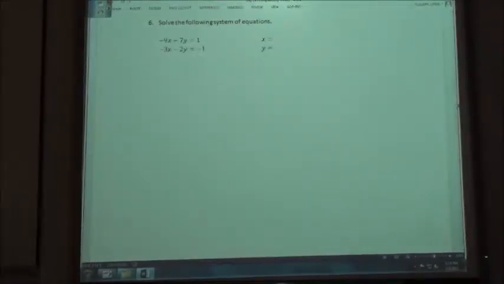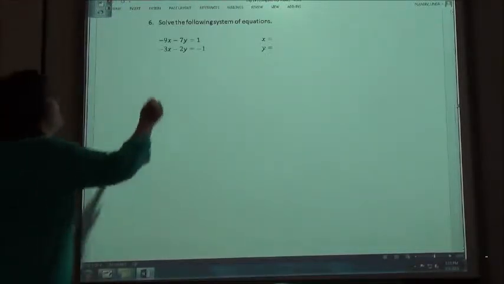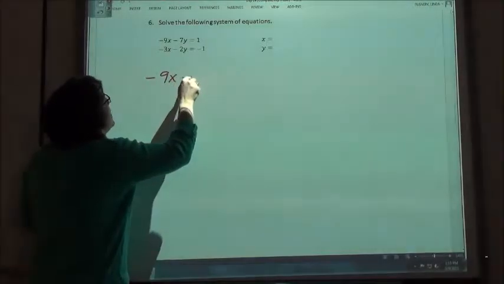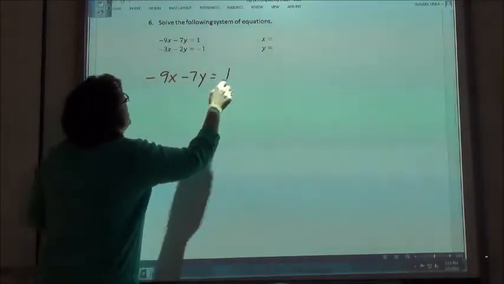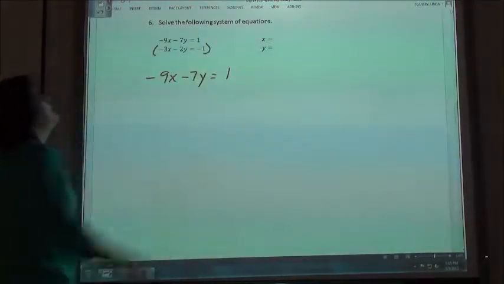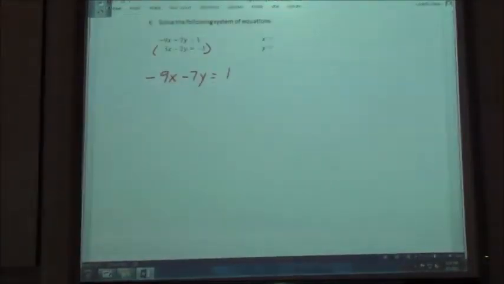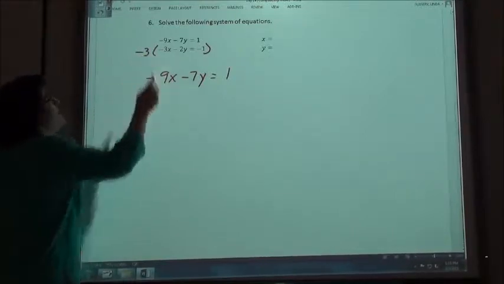So looking at number 6, if I look at getting rid of the x's or getting rid of the y's, what would you rather do? We'll do the x. So if I'm thinking about my least common multiple of 9 and 3, it'd be 9. That means I don't need to take the top times anything because it's already negative 9. Negative 9x minus 7y equals 1. But what should I take the bottom equation by? Negative 3. Why do I want to use negative 3? Because I want to get a positive 9.